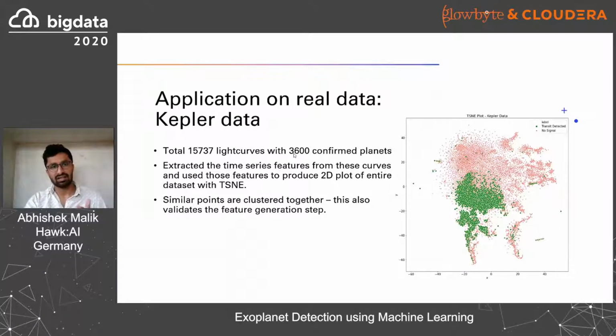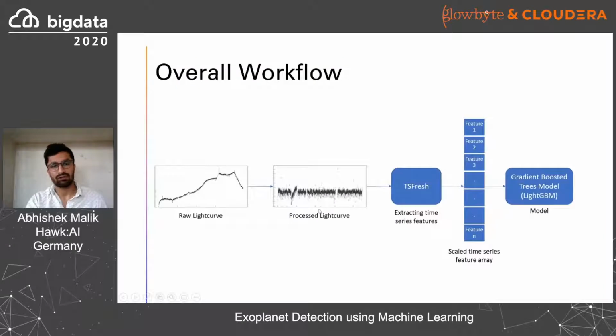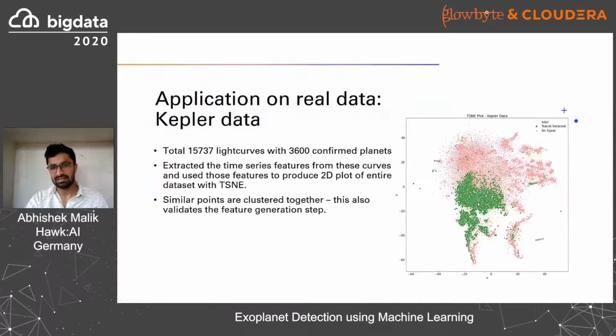We extracted the time series features using TSFresh, doing the same workflow. And after doing this, before training the model, I actually trained a TSNE. And then I made this plot as you see on the right hand side. So now in this plot you can see that the green points are the points which have a planet signal in them, and the other points are points without a planet signal.